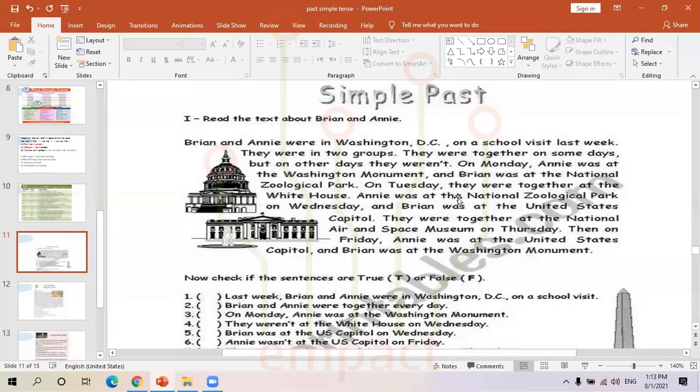Annie was at the National Zoological Park on Wednesday, and Brian was at the United States Capitol. They were together at the National Air and Space Museum. Air, not air. Air. Okay. And Space Museum on Thursday. Then on Friday, Annie was at the United States Capitol, and Brian was at the Washington Monument.